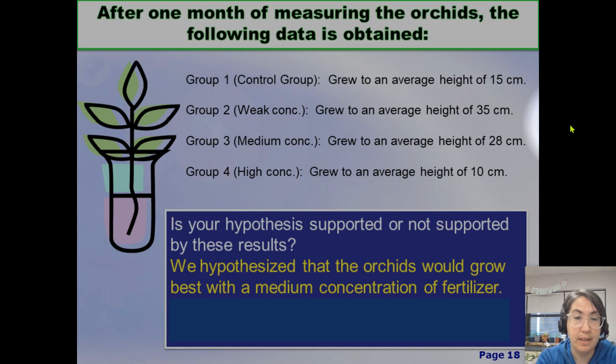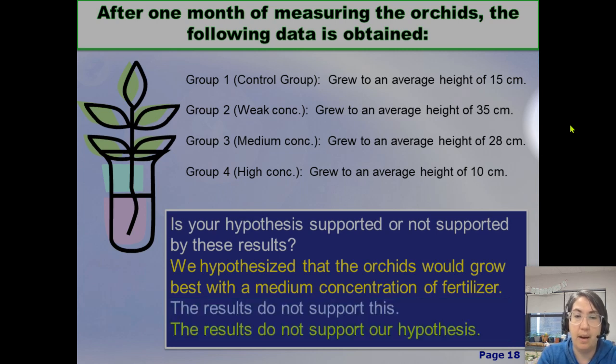So that means our results did not support the idea that the medium concentration of fertilizer was best. So our results do not support our hypothesis. So our prediction was not supported by the observational evidence that we collected.